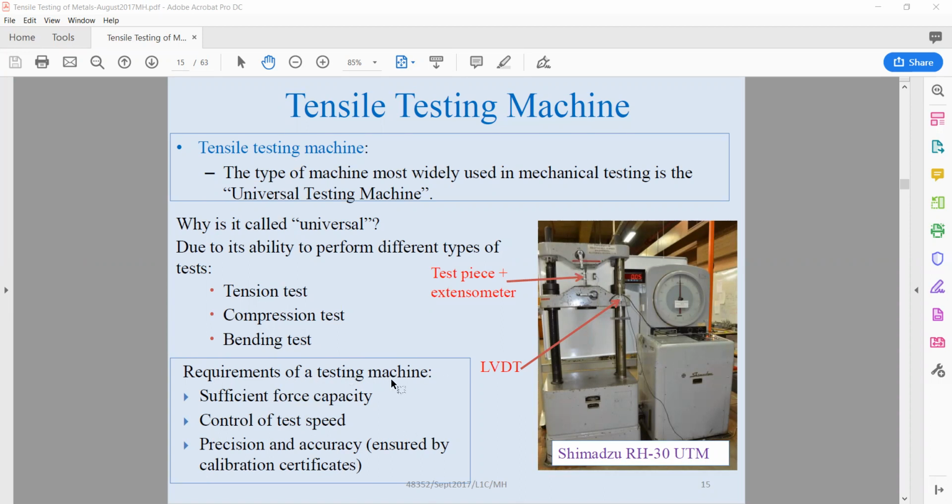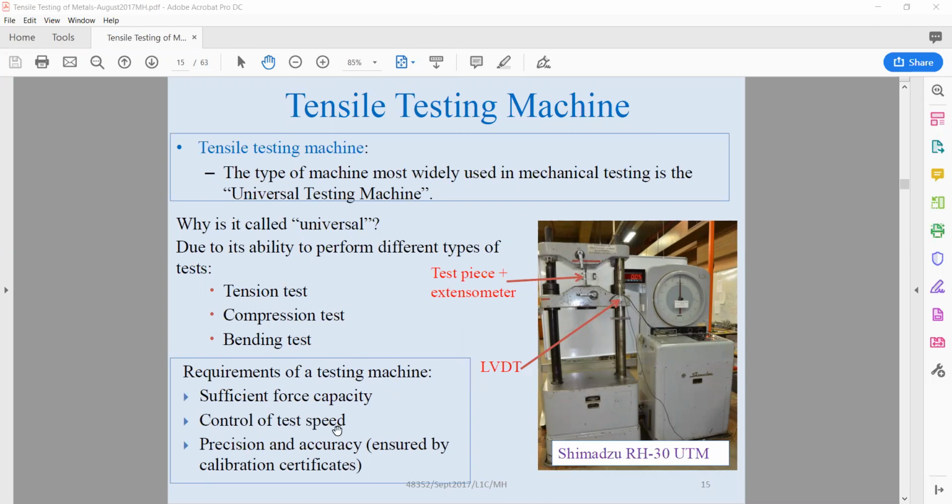Requirements of a testing machine. What is required of the test machine? The testing machine should have a sufficient force capacity. This is very important. It should be able to test the sample. For instance, if the sample needs 50 kilonewton, the test machine should be more than that to test.